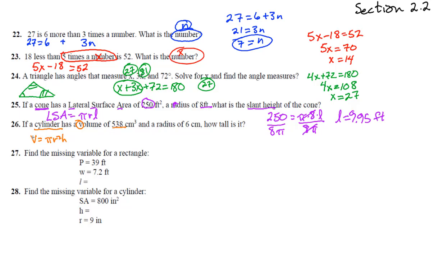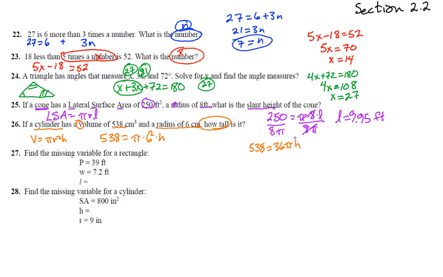The volume is 538, and notice that's in the correct units. So 538 equals pi times r squared, and here's r, 6. So that'll be 36 times h, and that's what we're looking for. So we get 538 equals pi times 36 times h. If we write it out here, we get 538 equals 36 pi h.